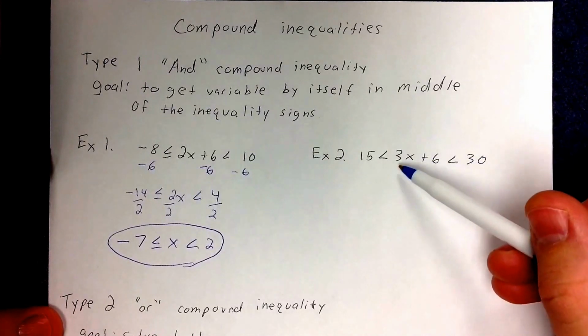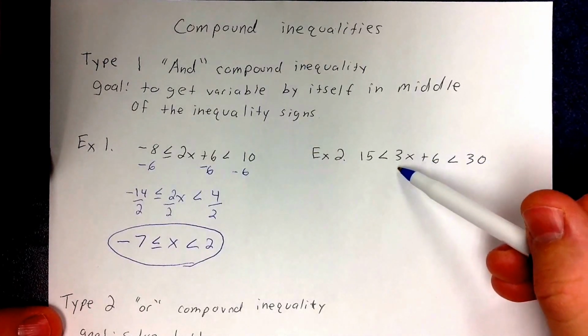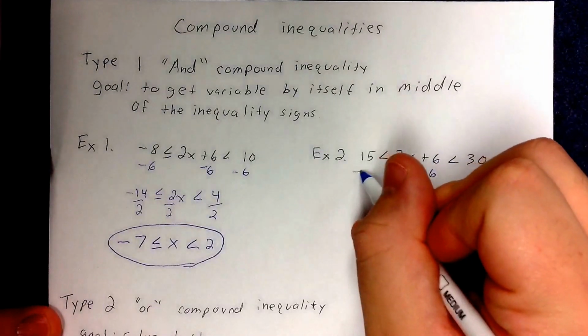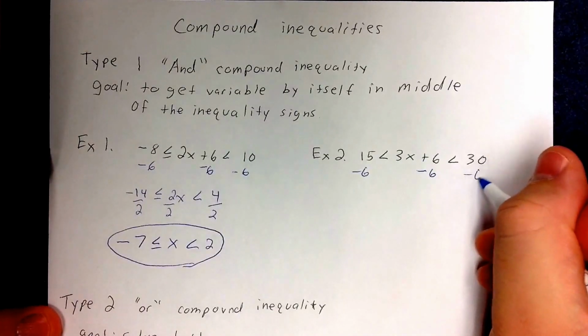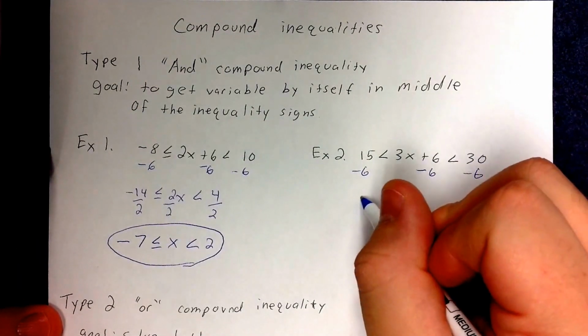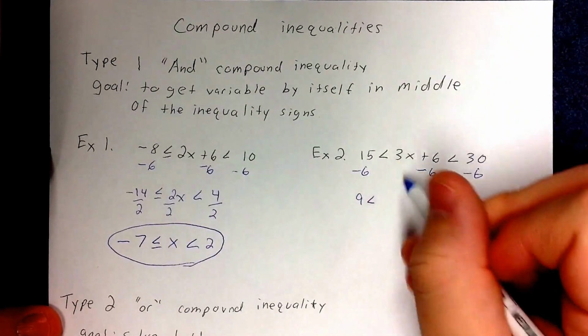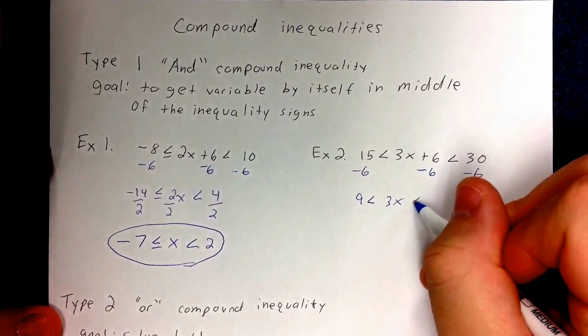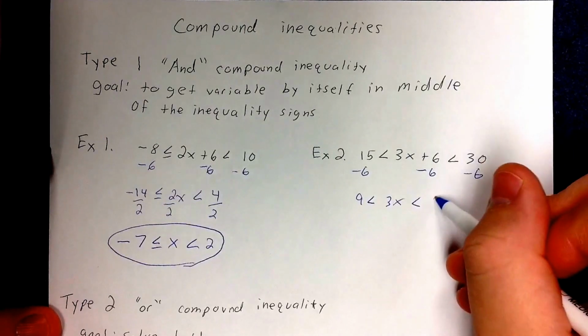So example 2, again, here's my variable. It's not by itself because of the 3 and the 6. So the opposite of plus 6 is minus 6. And again, you got to do that to the middle, front, and the back. 15 minus 6 is 9. Bring down the less than, 3x. 6 minus 6 goes away, less than. 30 minus 6 is 24.